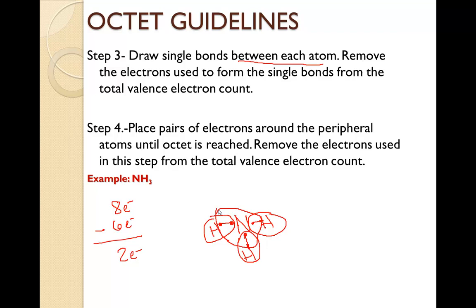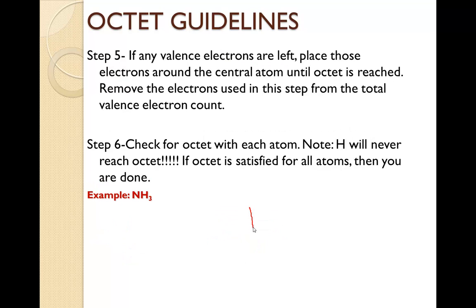So let's redraw that. I have hydrogen, hydrogen, hydrogen. I started off with 8 electrons. I used 6 from the bonding, so I have 2 electrons left. All my hydrogens are duets, so I don't have to go on with those. If any valence electrons are left, place those electrons around the central atom until octet is reached. So I have 2 electrons, so I'm going to put them right here. Remove the electrons from this step from the total valence count. So minus 2 electrons. That brings me to 0.